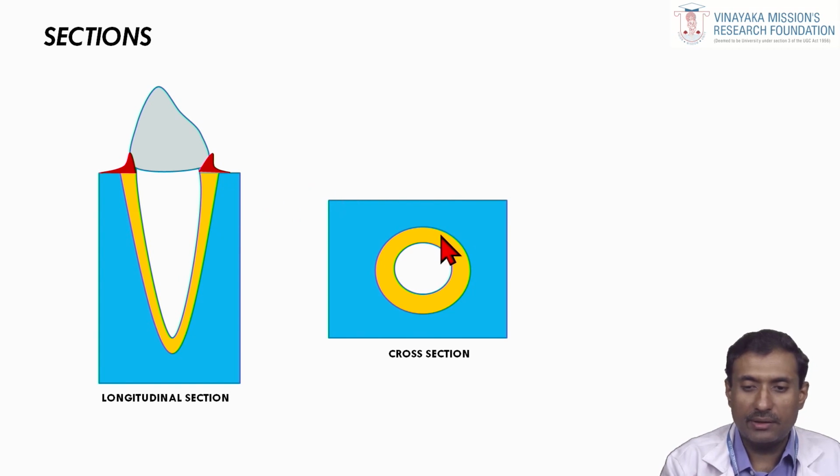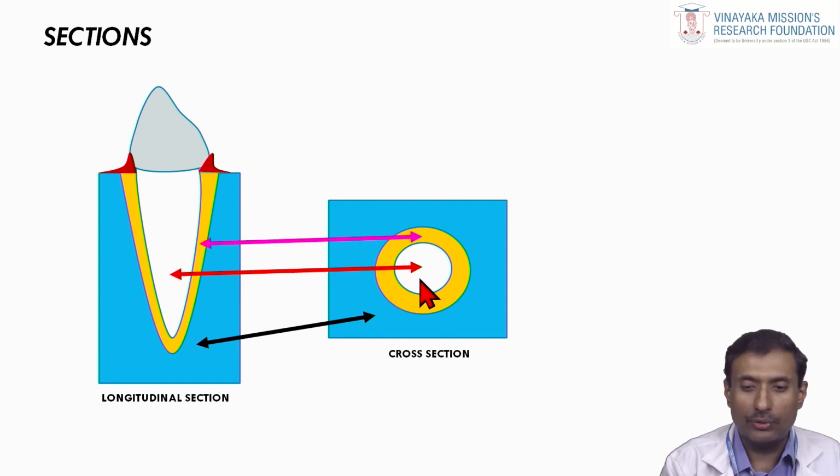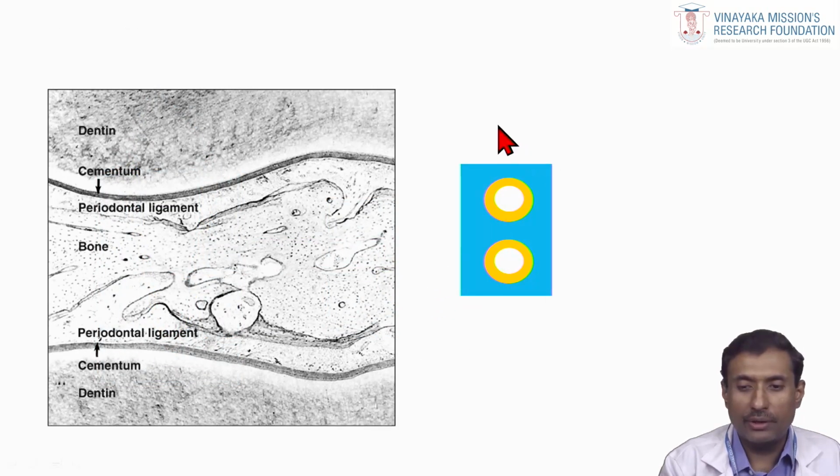Now here we can see the cross section of the same tooth. This is a single rooted tooth, so we can see the alveolar bone, the periodontal ligament, and the tooth. So this is how we can see it as a longitudinal section and a cross section. Moving forward, here I have shown the schematic picture of a cross sectional area with two single rooted teeth, and this is a decalcified section showing the different parts.